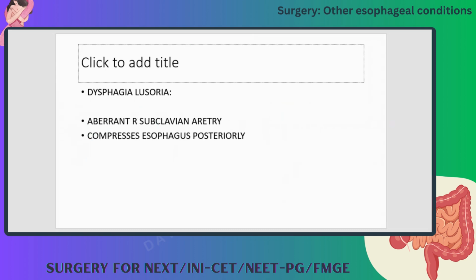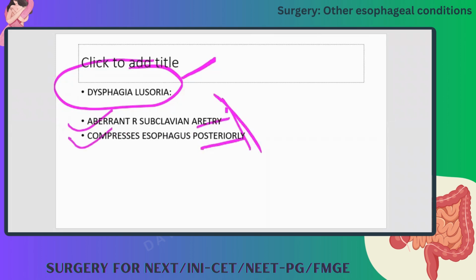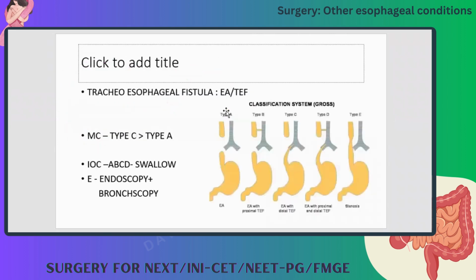Dysphagia lusoria. Have you heard this term before? Yes, sir, heard of it. It is because of an aberrant right subclavian artery. Suppose this is the esophagus; the vessel will be compressing the esophagus. This is dysphagia lusoria, aberrant right subclavian artery. It compresses the esophagus posteriorly, and the patient will have dysphagia.